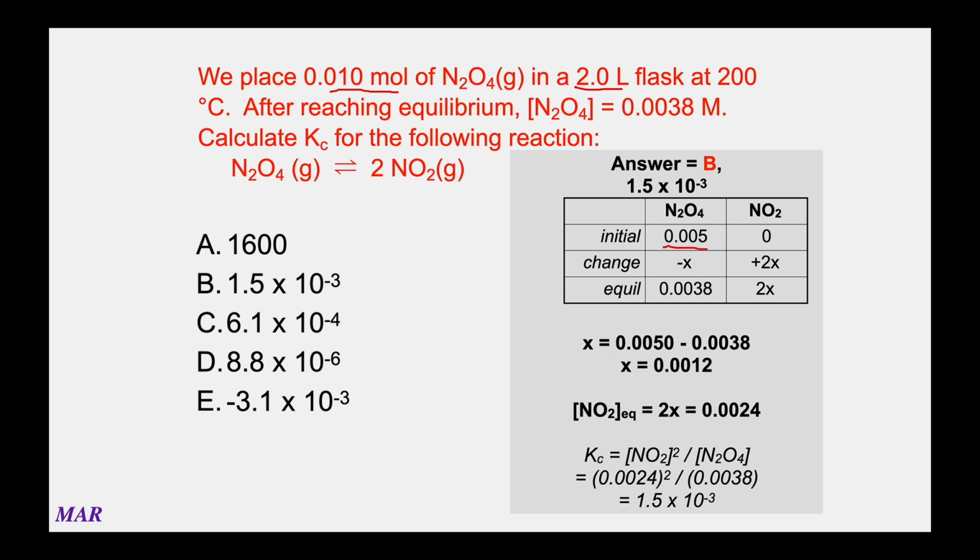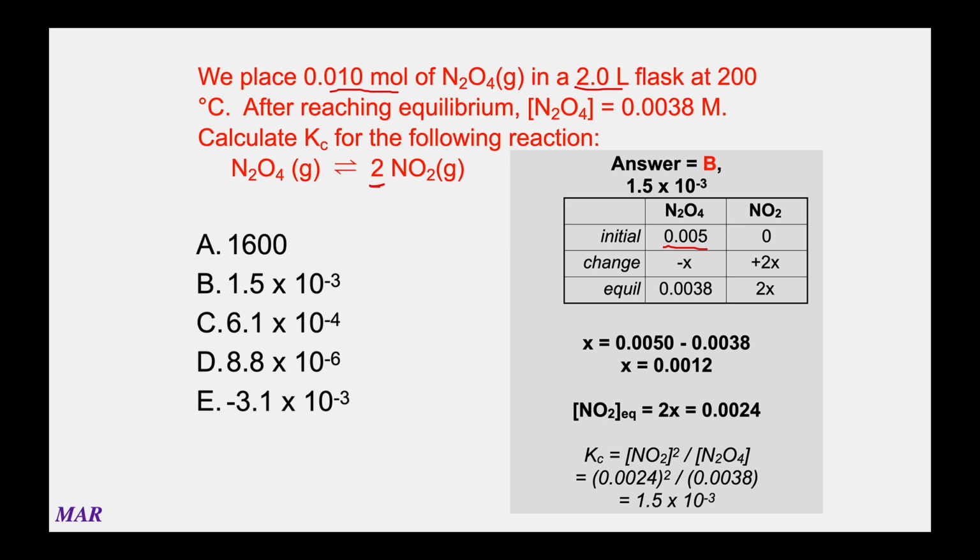The change part will go down by X for N2O4, and it will increase by 2X for NO2. And because N2O4 is what we start with, it will decrease, hence the negative sign, and nitrogen dioxide has to increase. Remember, at equilibrium, you can't have 0 concentrations of anything. Also, because of the 2 on the 2 NO2s, that's why it's going up by 2X. So at equilibrium then, we'll have initially 0.0050 minus X, and NO2 would be 2X.